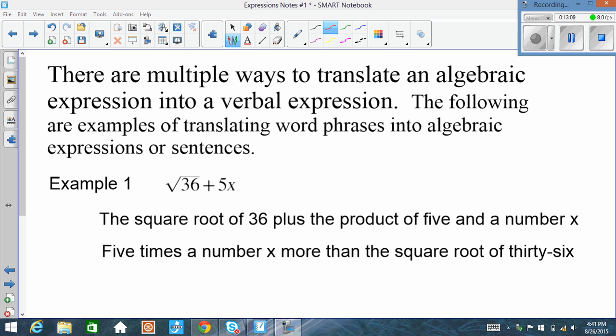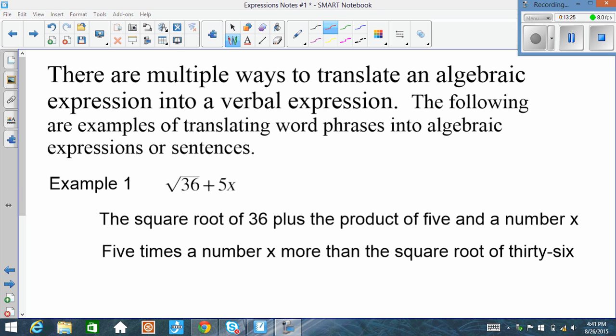The other way of looking at translating is the opposite. You got an example, and then you write it as a statement. There are multiple ways to translate an algebraic expression into a verbal expression. The following are examples of translating word phrases into algebraic expressions or sentences.